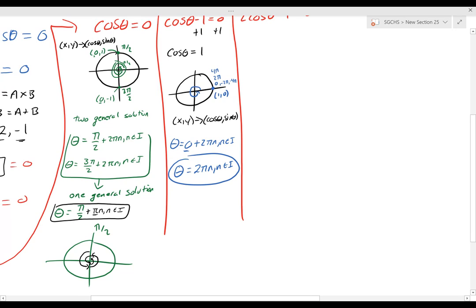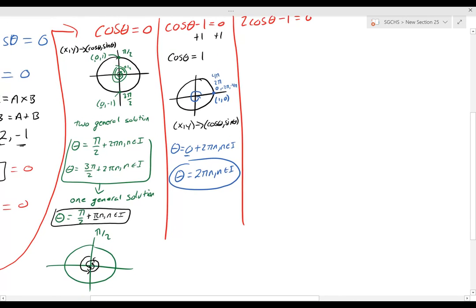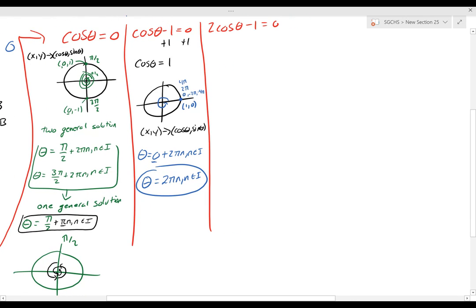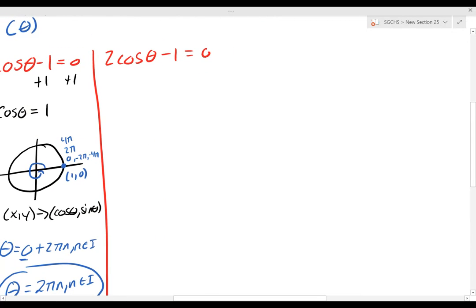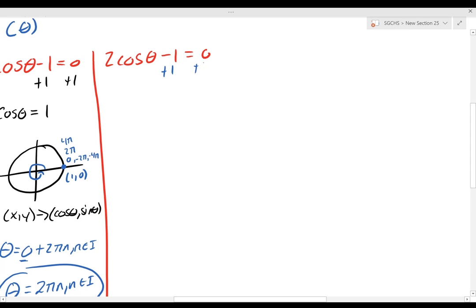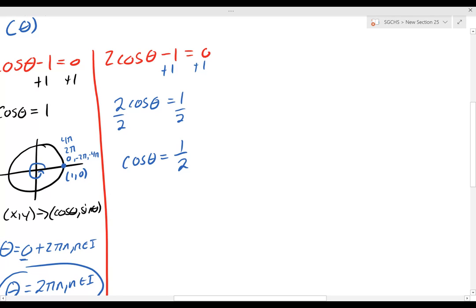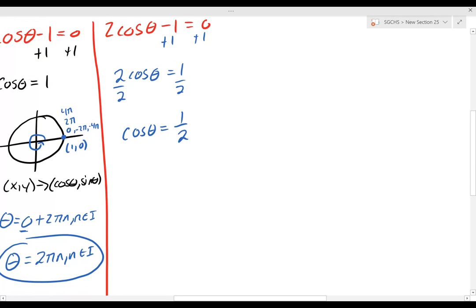So now we have two solutions. Let us find the remaining solution here. So where does 2 cos angle minus 1 equal 0? Well, I'm going to solve for cos angle. So 2 cos angle equals 1, and I'm going to divide by 2. So cos angle equals 1/2. Okay, so where does cos angle equal 1/2?